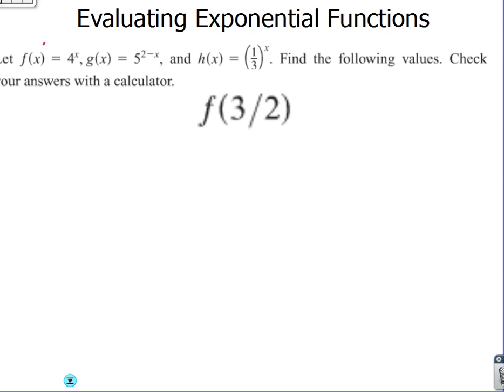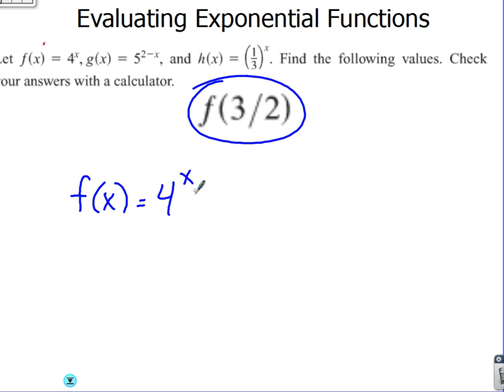It says, let f of x, g of x, and h of x equal these. Find f of 3 halves on this first problem. If f of x is 4 to the x power, that is an exponential equation. We want to find f of 3 halves, which would be 4 to the 3 halves power.